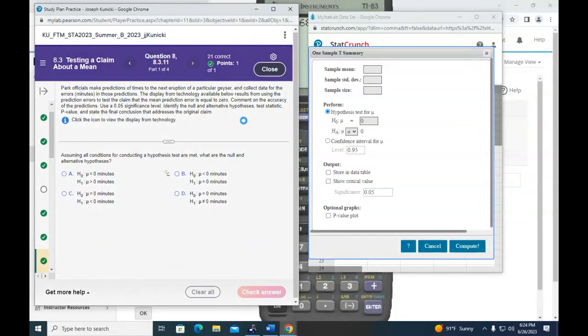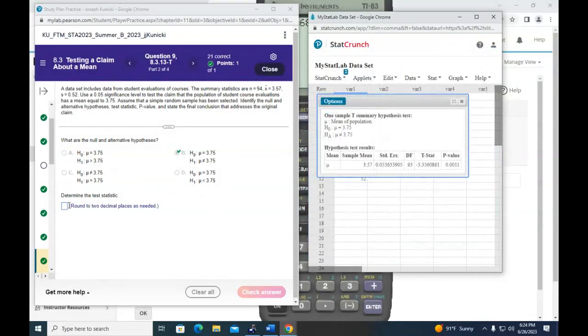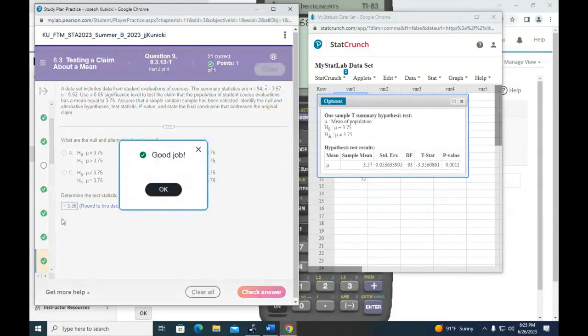13. The data set includes data from student evaluations of courses. The summary stats are, okay, now I can do this, 94. X bar, that's the mean, 3.57. S. See, there's no mention of sigma anywhere. It's always that. Now, the null mu naught is 3.75. And it says it's equal. So it's a setup for not equal. That's fine. So it's good, right? So it's going to be B. All right. Compute minus 3.36. See, the p value is really low.